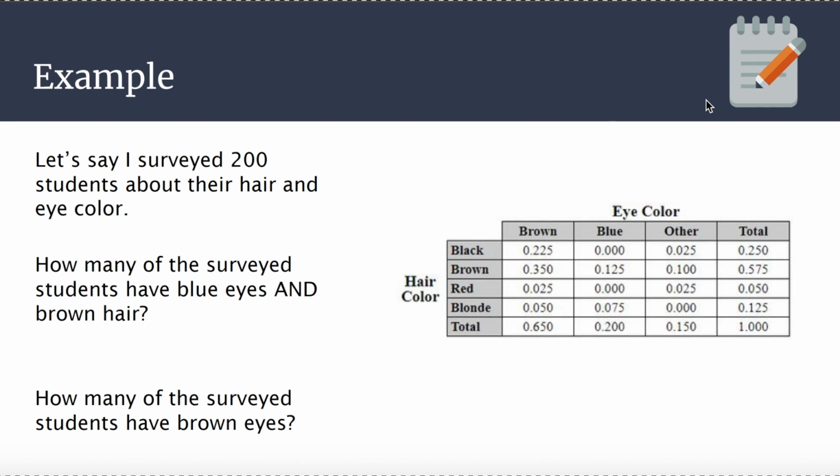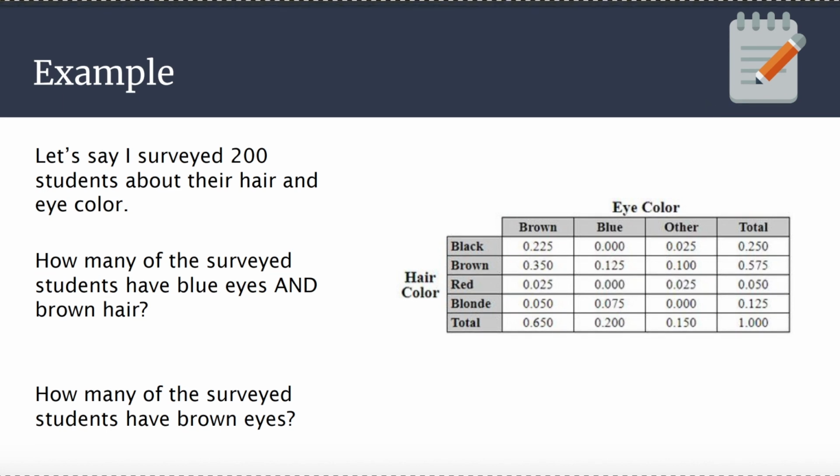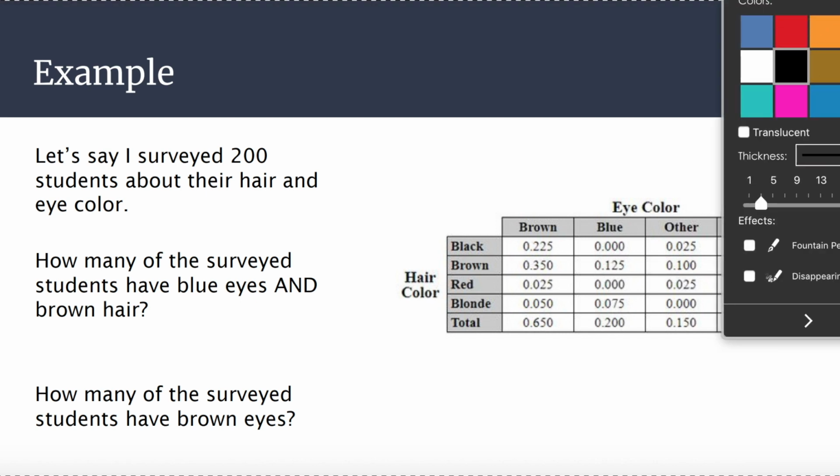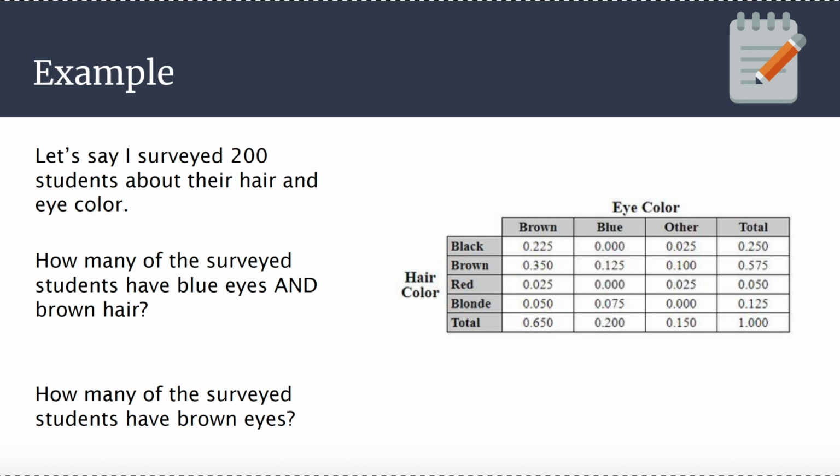Another table that we'll return to over the course of this little video. This is, I believe, the last one I have you write down. It will be another table I want you to write down, but we'll return to it a couple times in a row. Let's do something slightly different. Let's say I surveyed 200 students about their hair and their eye color.